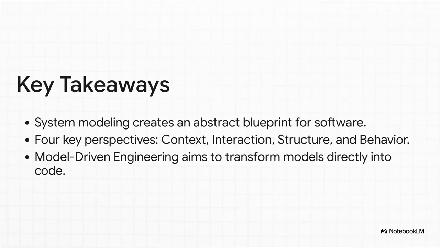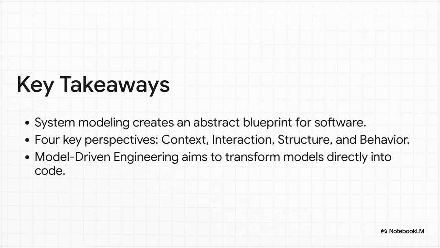So let's do a quick recap of the blueprint we just walked through. First, system modeling is the essential plan for managing the complexity of software. Second, a complete model looks at the system from 4 angles: its external context, its user interactions, its internal structure, and its dynamic behavior. And finally, the future of this whole field, model-driven engineering, wants these blueprints to actually build the software themselves.